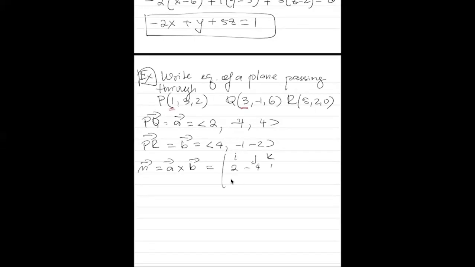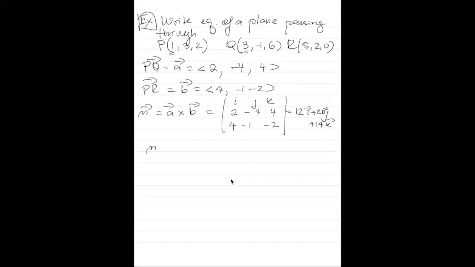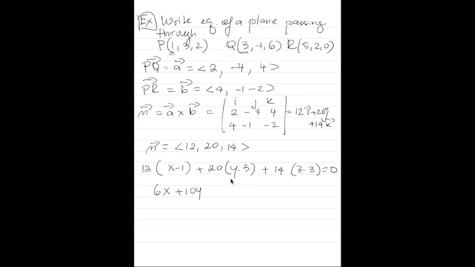So we know how to do this. IJK, 2, negative 4, 4, and 4, negative 1, negative 2. We know how to expand this. And so that is 12i plus 20j plus 14k. So our vector n has components 12, 20, and 14. And now we can write the equation of the plane. We have everything. We have the normal vector, and we pick one of the fixed points. And now if you simplify it, you'll get 6x plus 10y plus 7z equals 50.